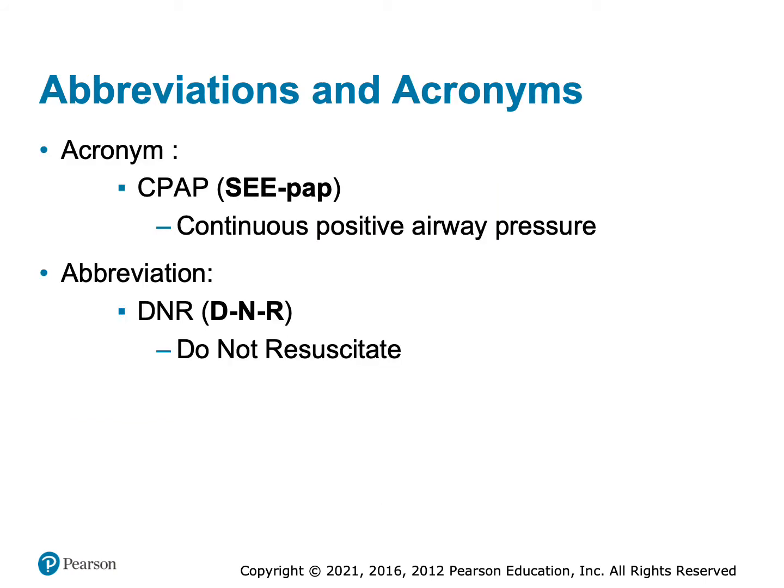In class, we will frequently refer to abbreviations and acronyms for the purpose of shortening a word or phrase or to assist us in recalling a series of words or phrases. The difference between the 2 is how they're pronounced. An acronym is sounded out, CPAP. An abbreviation is spelled out, DNR. Otherwise, they are essentially the same purpose.